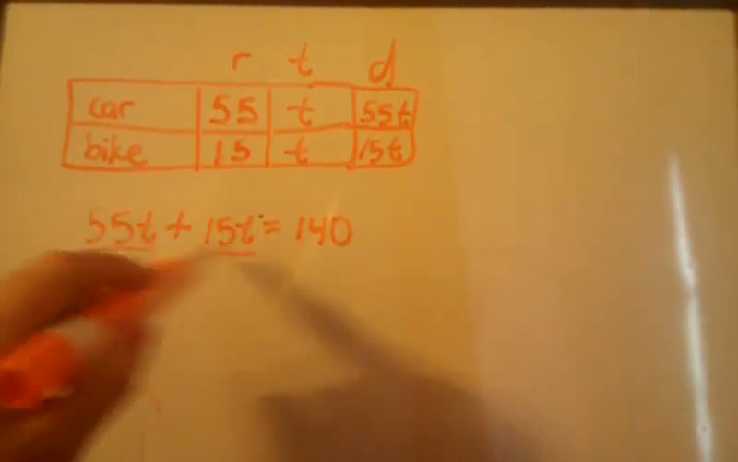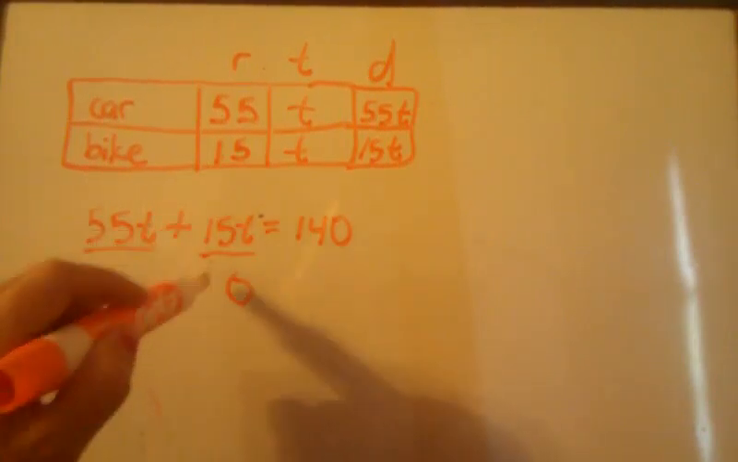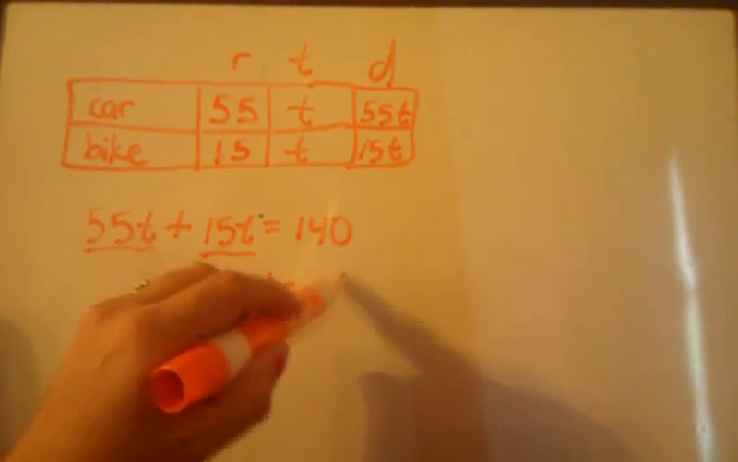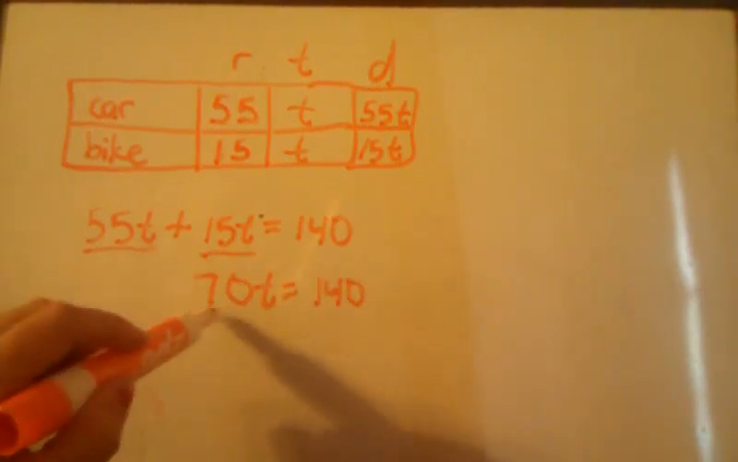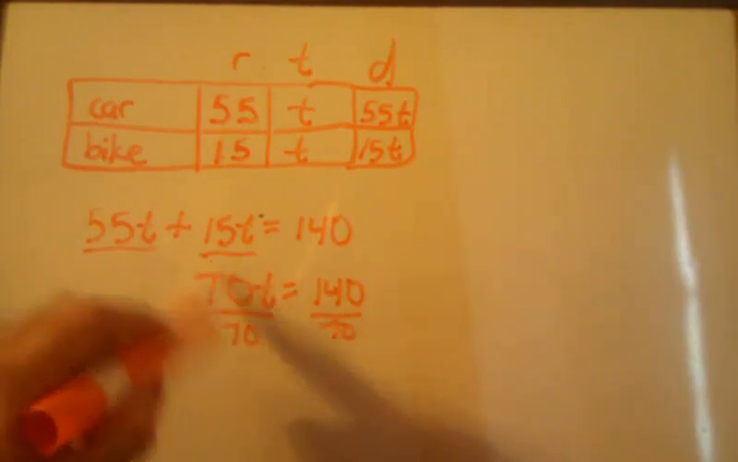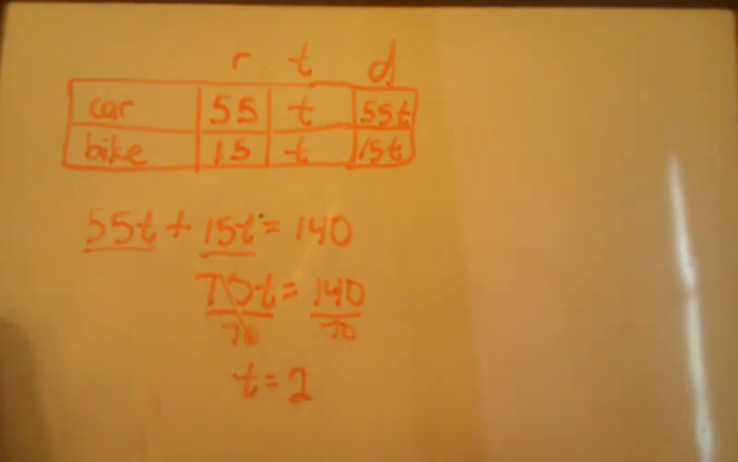Okay? These are like terms, so I can add them. They both end with the same variable, a t. 5 plus 5 is 10. 5 plus 1 is 6, plus 1 is 7. Don't forget your t. 70t equals 140. Okay. Divide by 70. T equals 2. So in how many hours will they be 140 miles apart? In 2 hours.